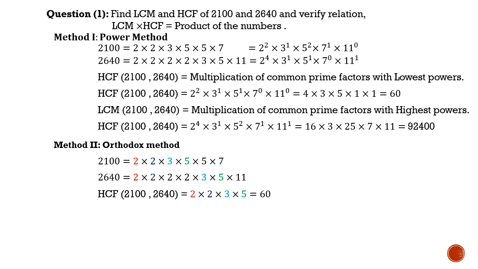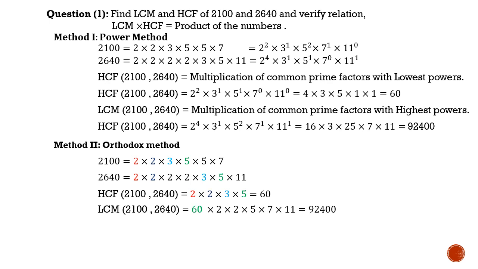For LCM, how do we write LCM? HCF multiplied by uncommon factors. So HCF here is 60, which we already have calculated in the above step, and multiplied by uncommon factors which are left. So 2 2s are left, 1 5 is left, 1 7 is left, and 1 11 is left. So all these multiplications will give us 92,400. Getting it? So this is our regular method which we are using previously to find out LCM. You can do with this method also, but both the methods you should do.